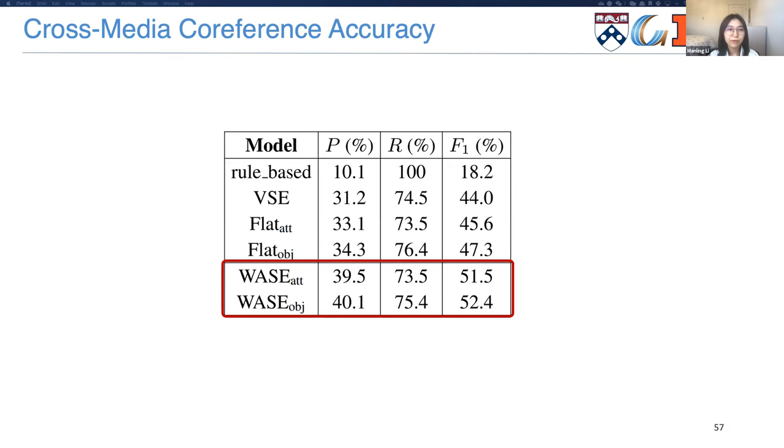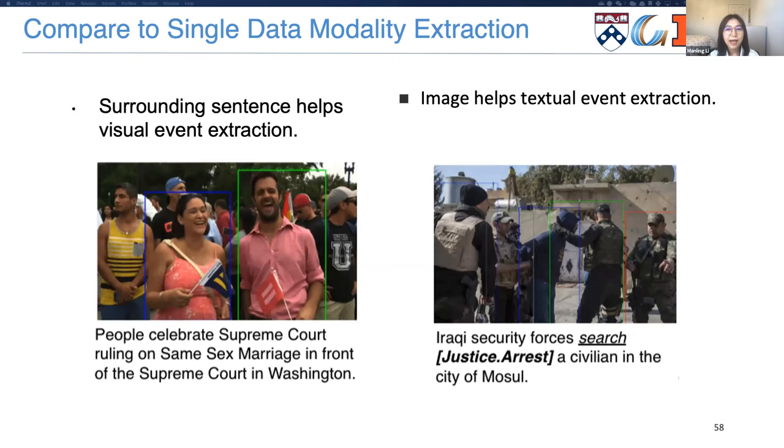These are some examples showing how image and text help each other. In the first example, the system detected a protest event, since the visual features of celebration and protest are similar. However, with the surrounding text, the system knows that it's not a protest event.